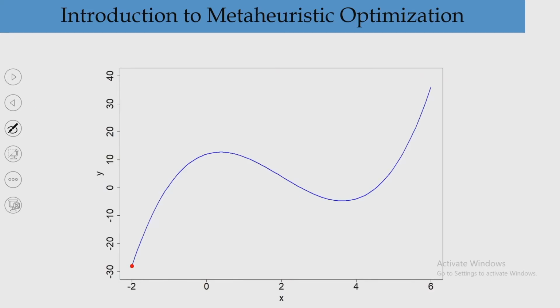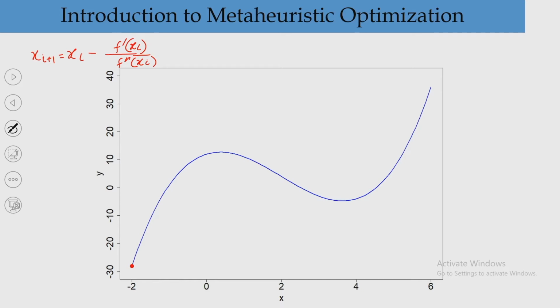Now, let us apply the Newton-Raphson method. In the case of the Newton-Raphson method, what we are doing is applying this equation, that is x_(i+1) equals x_i minus the first derivative at x_i divided by the second derivative at x_i, to get the optimal solution of this function.